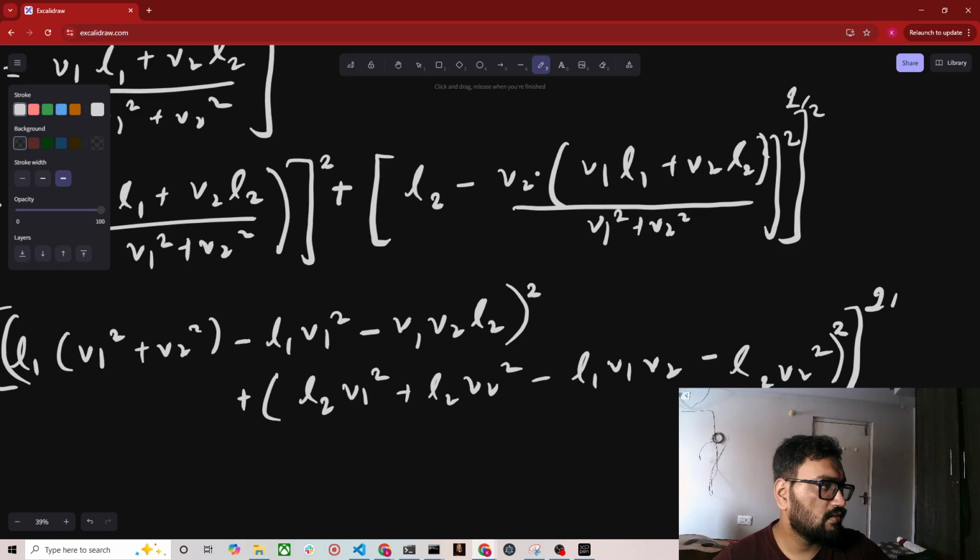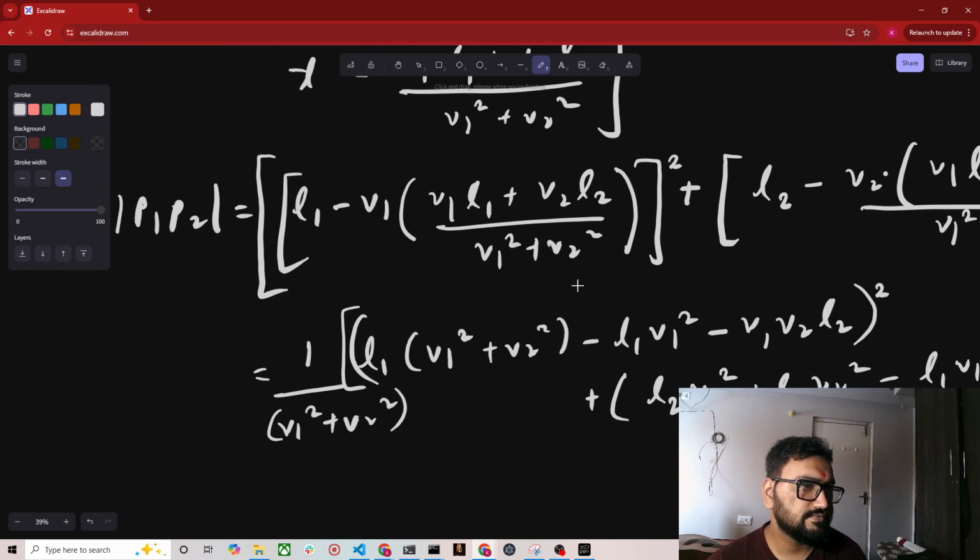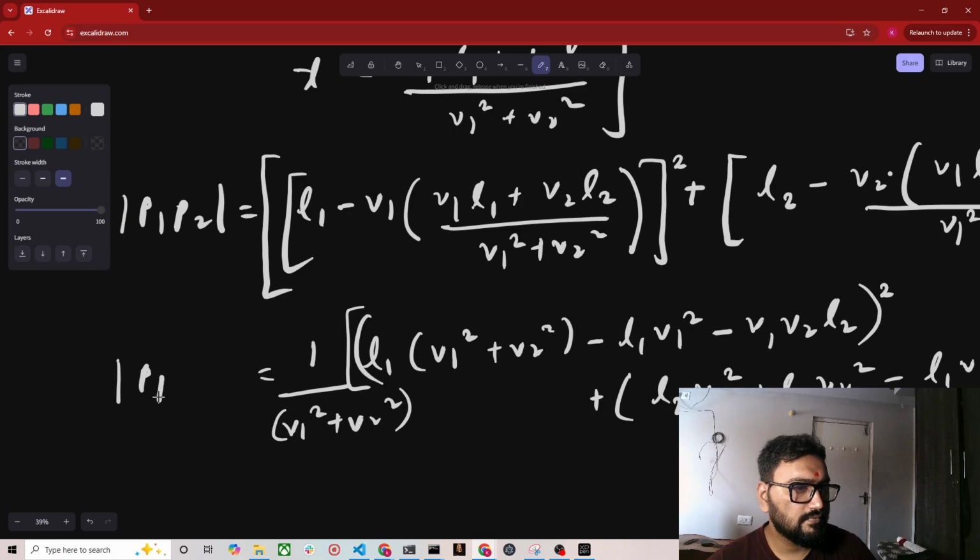square root, okay, and I can take out V1 square plus V2 square out of the entire expression, because I see a square of V1 square plus V2 square out here as well and out here as well, and I need to take a square root of the entire thing. So I can divide this entire thing by V1 square by V2 square, alright. So this is what I need to solve.